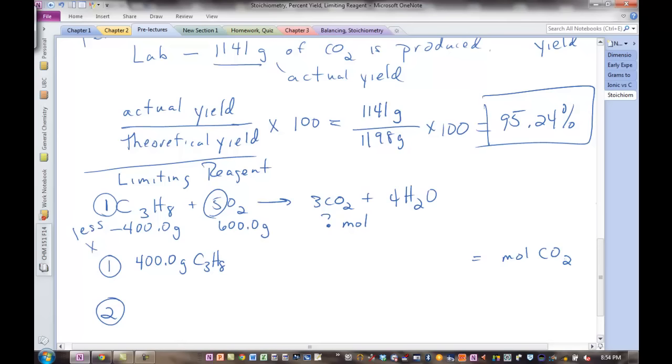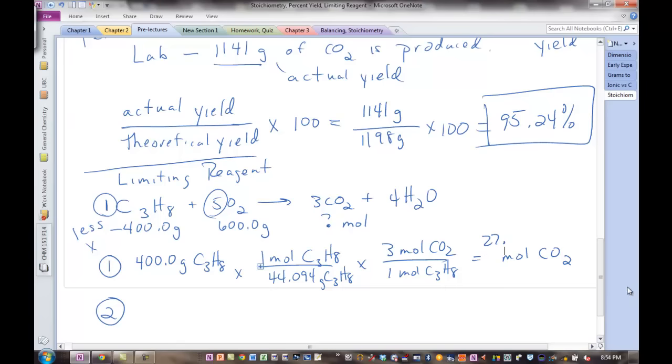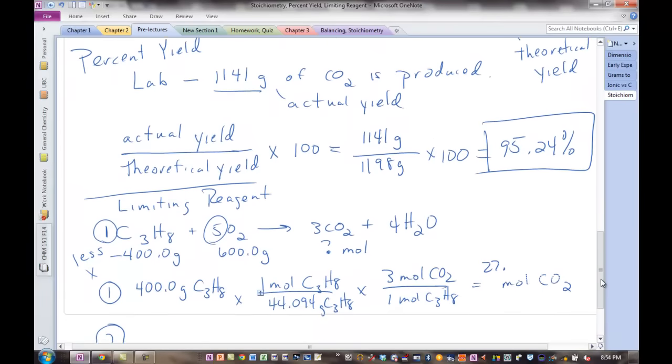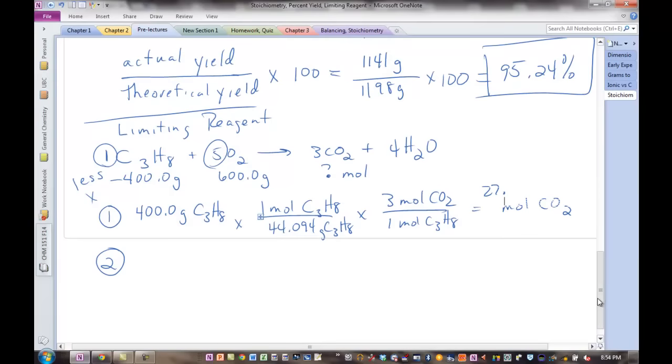Now, we've already done this calculation. So let's quickly write this one back in. I didn't want to take too much time for this pre-lecture. I believe the molar mass was 44.094 grams propane, and the mole ratio is 3 moles of CO2 for 1 mole of propane. And I believe we got 27.21. Is that correct? Tell me if it's correct. I'm going to scroll back up. 27.21. So this is the calculation that we've already done.